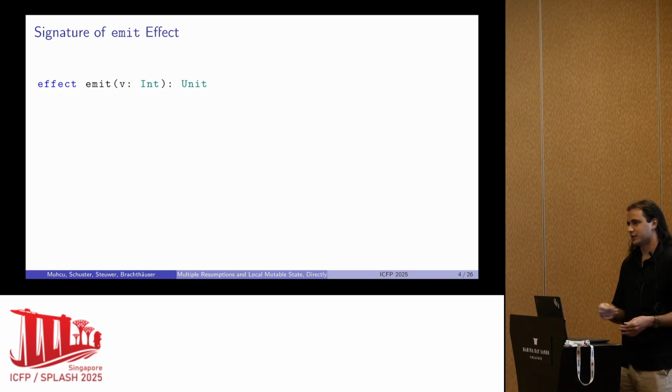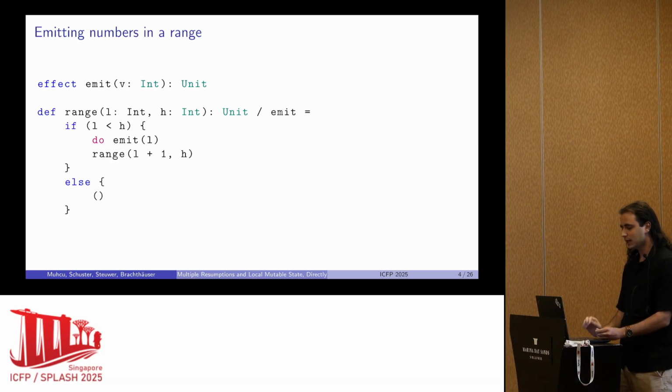Effect handlers first need effect operations, and this is how a signature of an effect operation can look like. In this example, emit takes an integer argument and returns unit, and is used to emit values like in a generator. And this operation can then be used in this example range, where we are emitting all the values in a range between two integers. And note that the function itself returns unit and only produces the values through this effect operation.